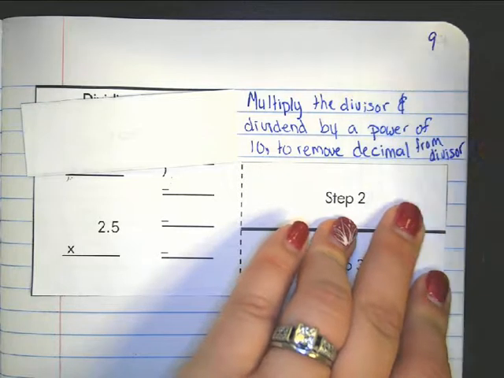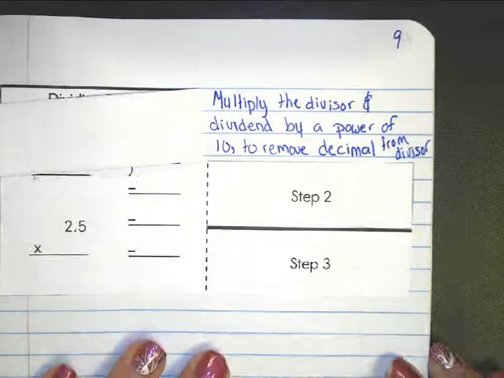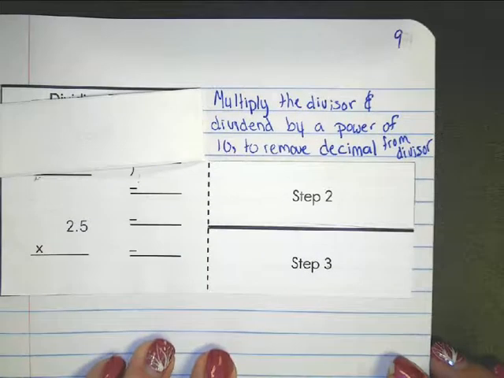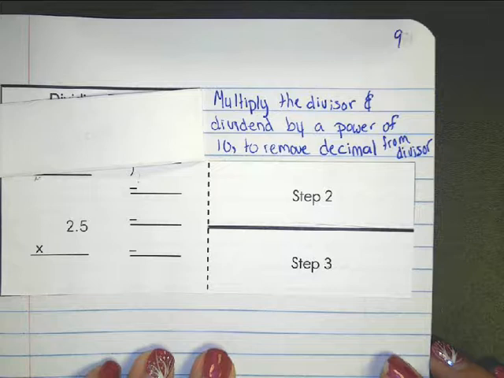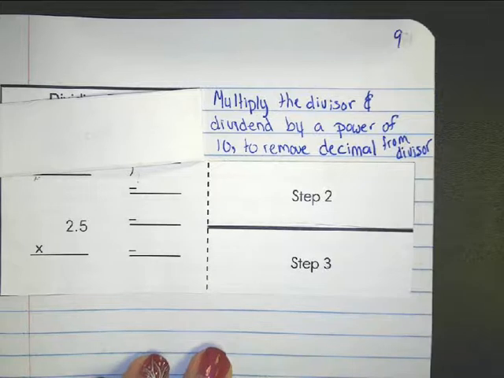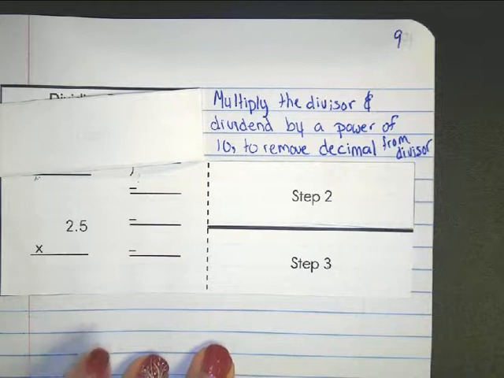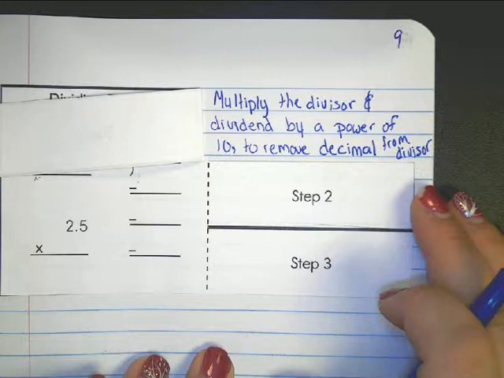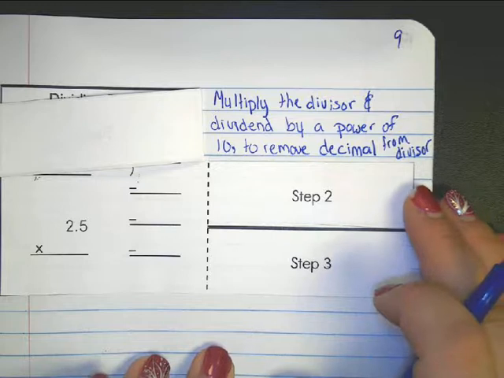Our divisor cannot have a decimal. Our dividend can. So remember, the divisor, is that on the outside or the inside? Inside. The divisor is the outside. So we can't have a decimal outside. Okay, so that's why we got to multiply by power of 10. The one with the decimal goes outside. Well, you might have both numbers have a decimal. We'll go through it today.